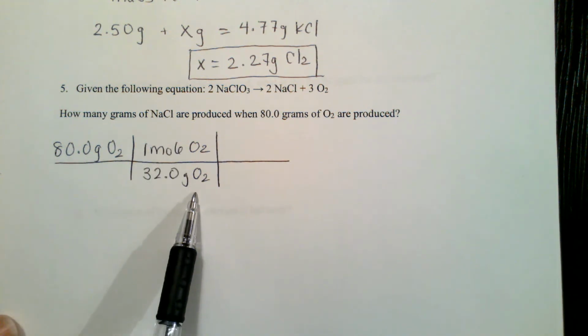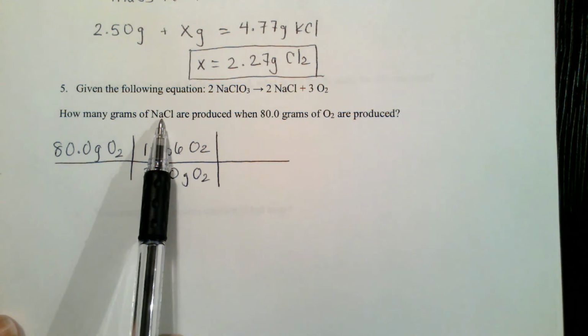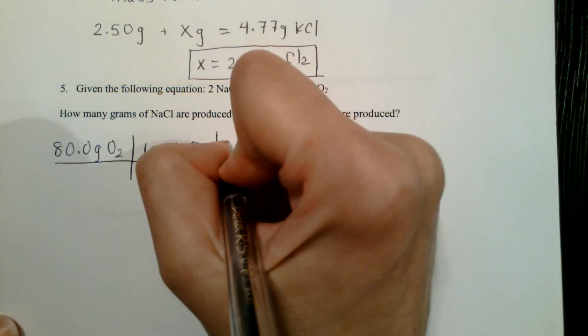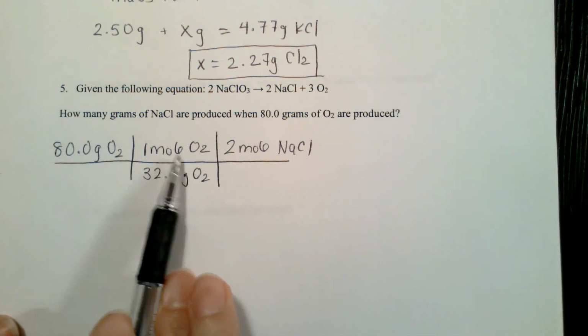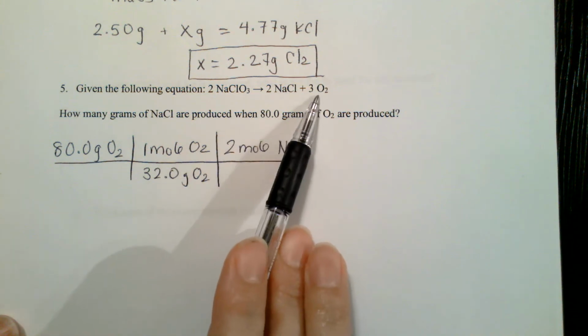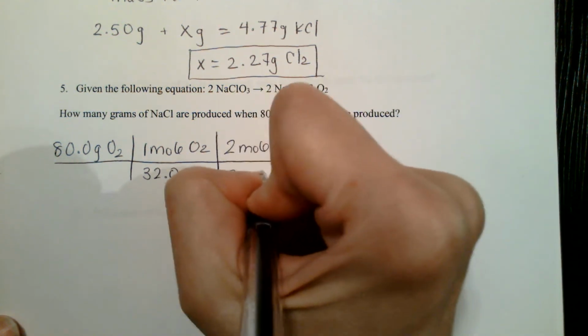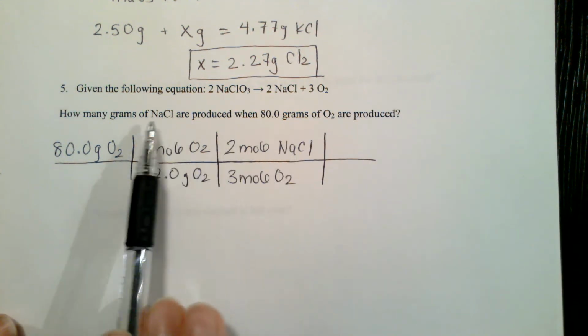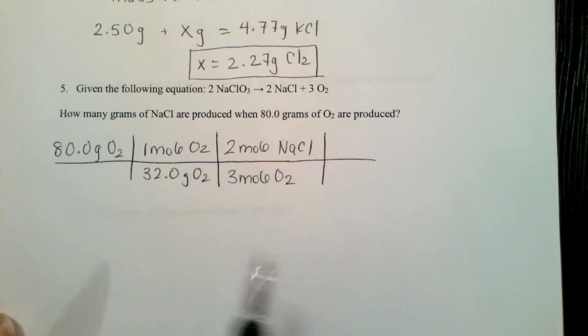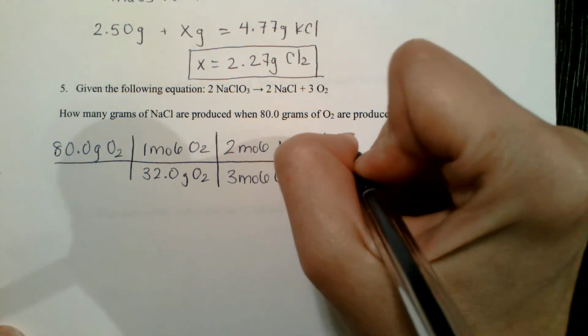So now we need a mole ratio. Okay, we're solving for NaCl, so we're going to use its coefficient of 2. So 2 mole NaCl. And then we need to get rid of the moles of O2, so we're going to divide by its coefficient, which is 3. 3 mole of O2. And then finally, we need to convert this to grams. So we're going to put the molar mass of NaCl there. So sodium is 23. And our chloride is 35.5. So we get 58.5.